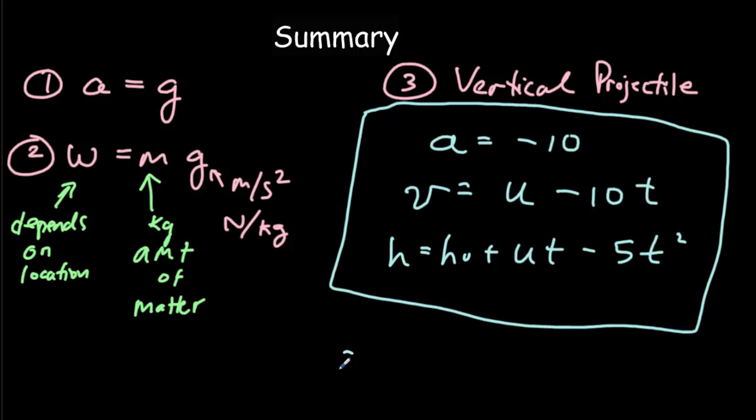And then we can use those equations together with knowing some of the physics, such as the fact that at max height, the velocity has to be 0. At that turnaround point where it's at maximum height, you're going to have 0 velocity. The acceleration is still -10, but the velocity will be 0.